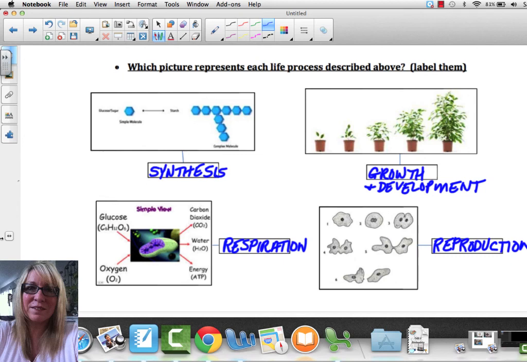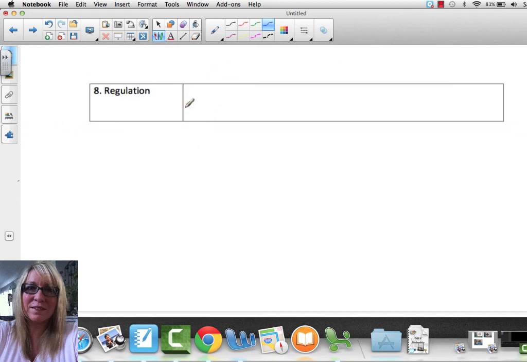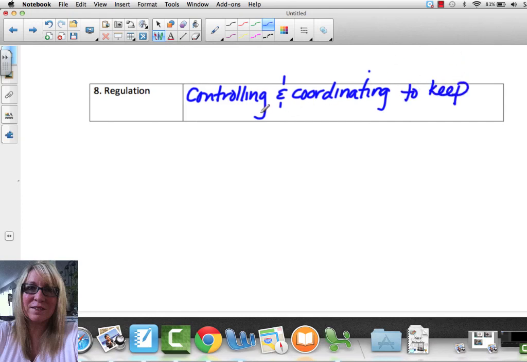So we've gone through the first 7. We've got one left, and that is regulation. And that is controlling and coordinating to keep homeostasis, and that's those stable internal conditions.